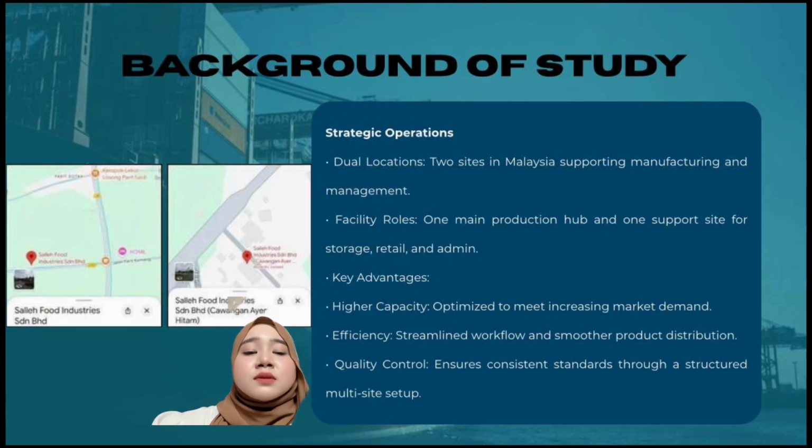The operation of 2 locations enables the company to manage a higher production capacity, improve operational efficiency, and ensure smoother workflow and distribution of product. This multi-location structure allows Saleh Food to respond effectively to increasing market demand while maintaining consistent product quality.